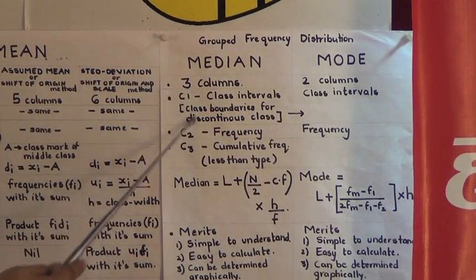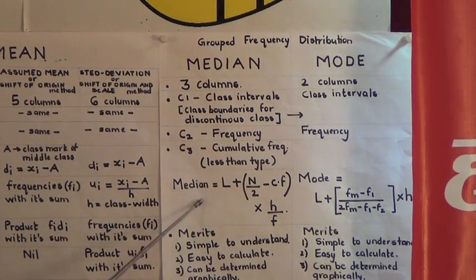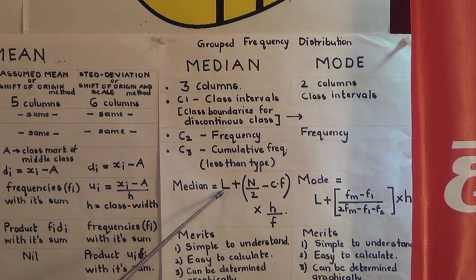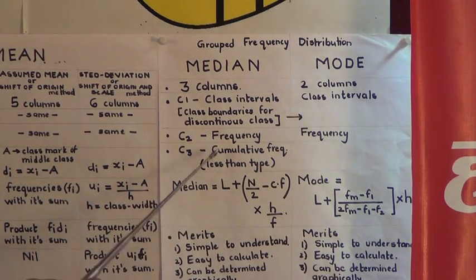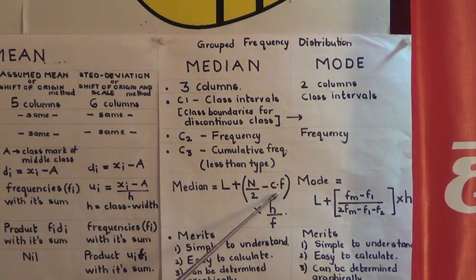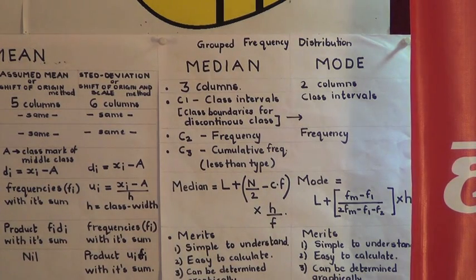Then after you fill the values in the 3 columns, use the formula for the median, which is median is equal to l plus (n upon 2 minus cf) multiplied by h upon f. l is the lower boundary of the median class, n is the total frequency, cf is the cumulative frequency, h is the width of the class, and f is the frequency of the median class.